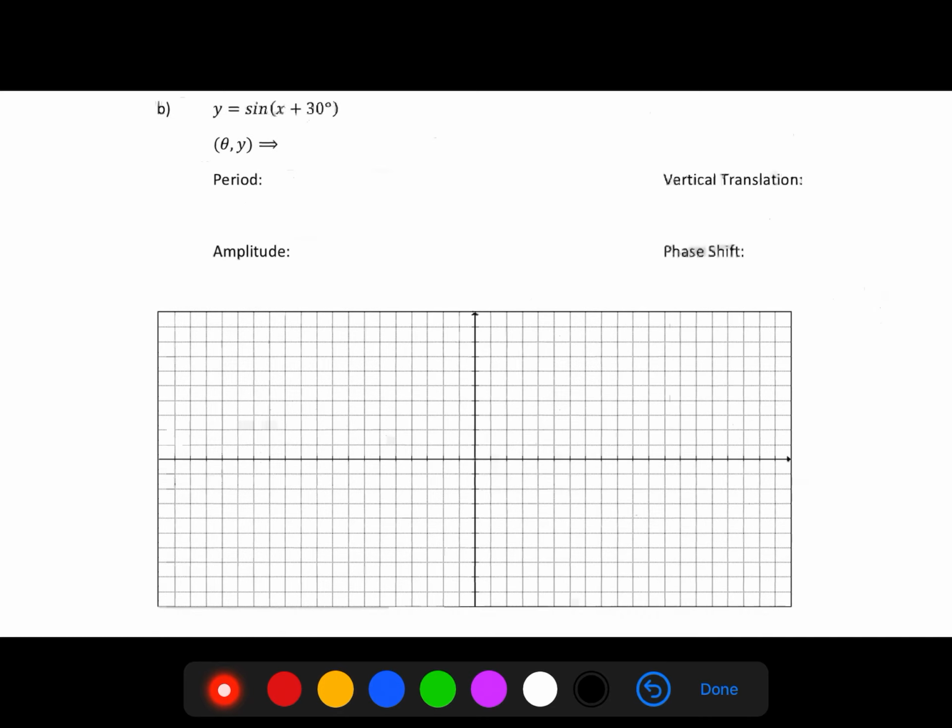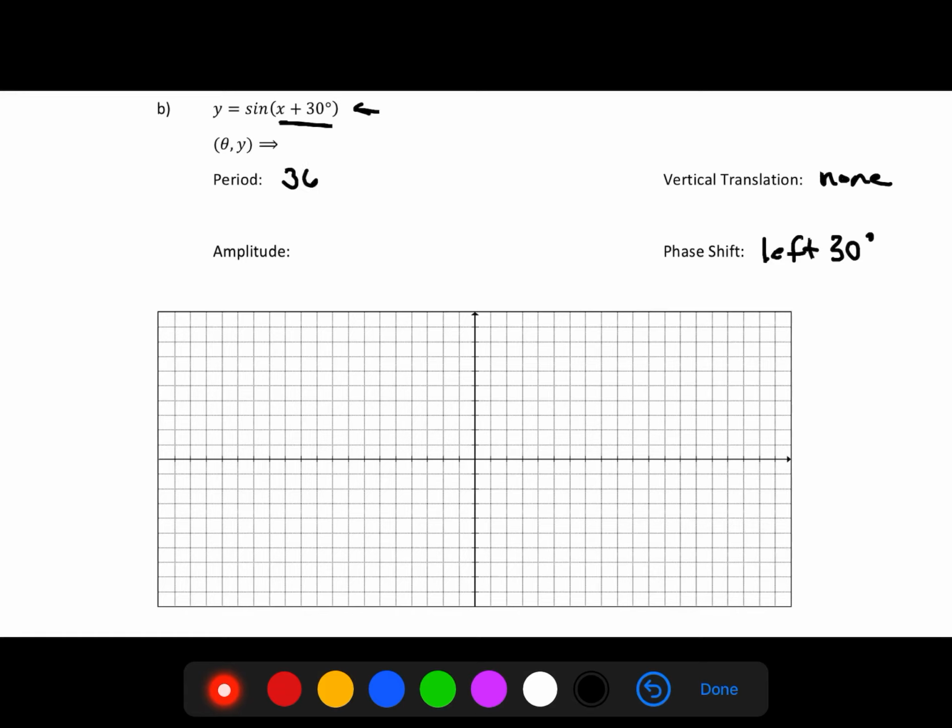Next one, we have a phase shift. So remember, what's inside the brackets with x does the opposite of what it appears, unlike your y's. So this is actually going to be a phase shift to the left 30 degrees. Because that plus is in there, we put a negative 30 in there and we're shifting left 30 degrees. We have no vertical translation because we don't have anything at the end there.